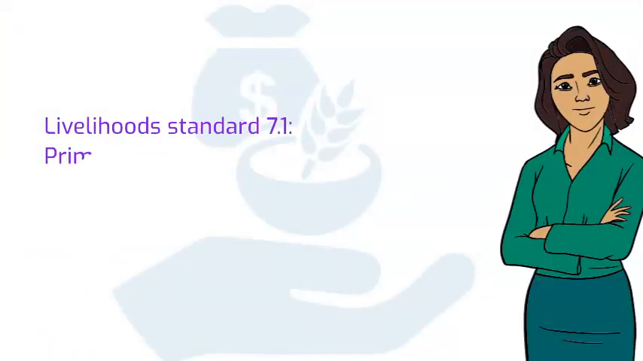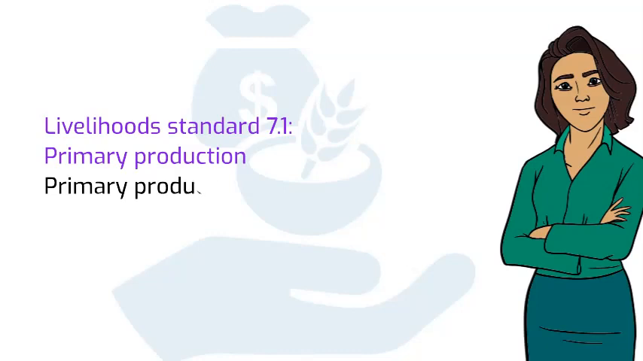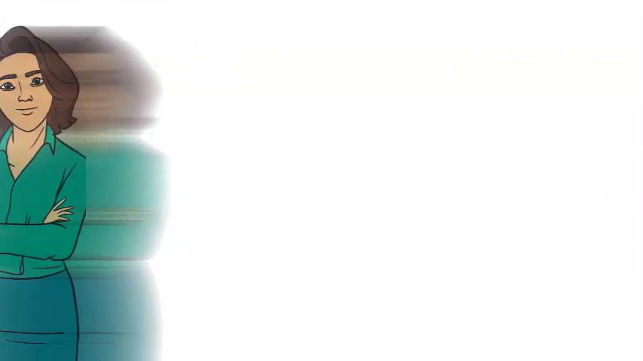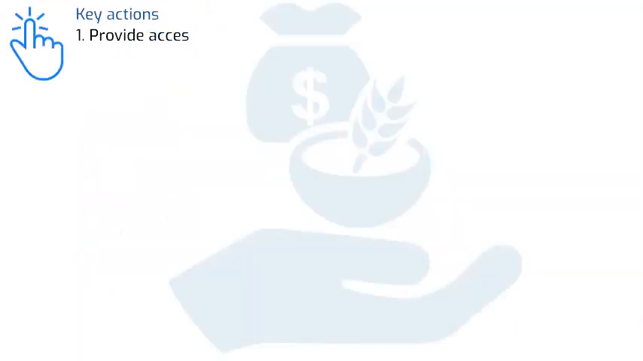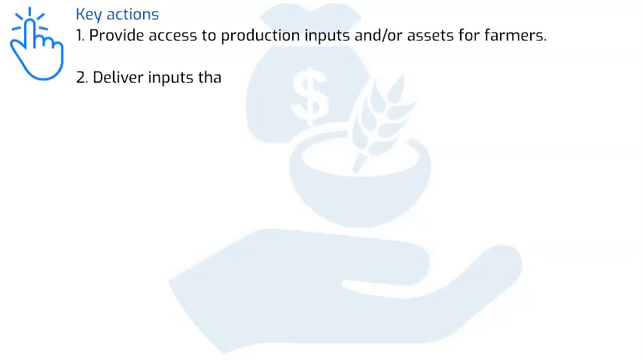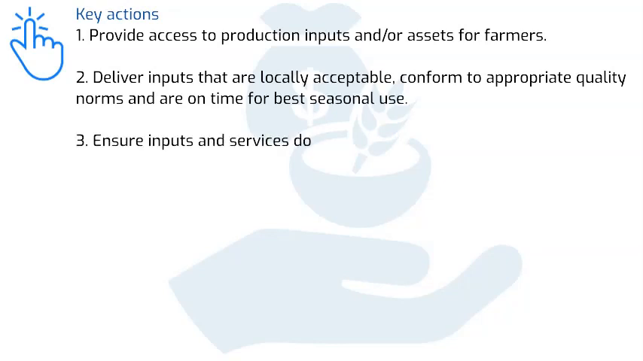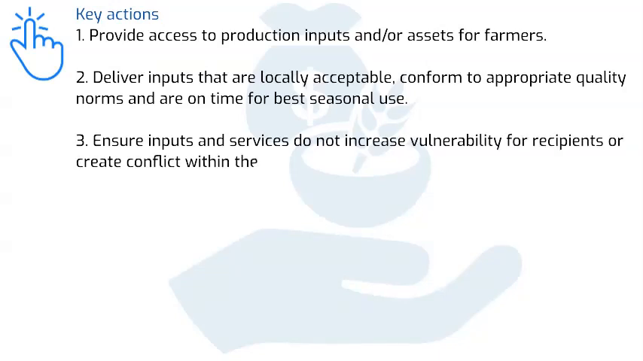Livelihoods Standard 7.1. Primary production. Primary production mechanisms receive protection and support. Key actions. 1. Provide access to production inputs and/or assets for farmers. 2. Deliver inputs that are locally acceptable, conform to appropriate quality norms and are on time for best seasonal use. 3. Ensure inputs and services do not increase vulnerability for recipients or create conflict within the community.